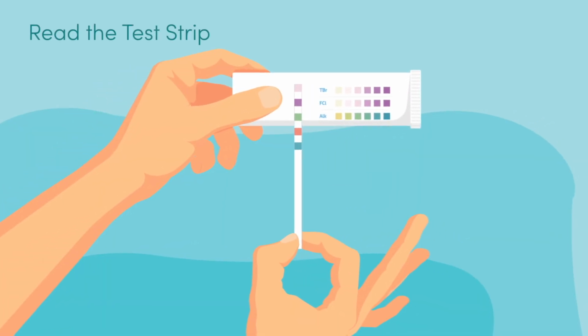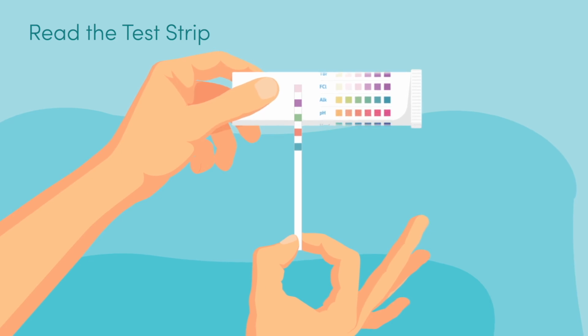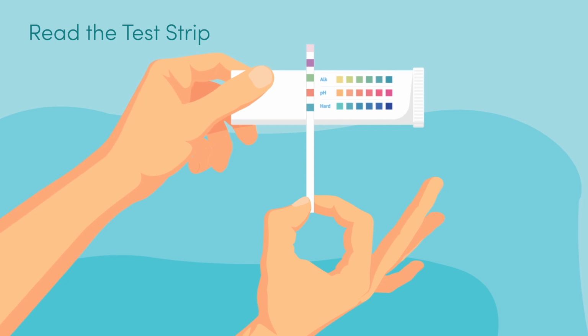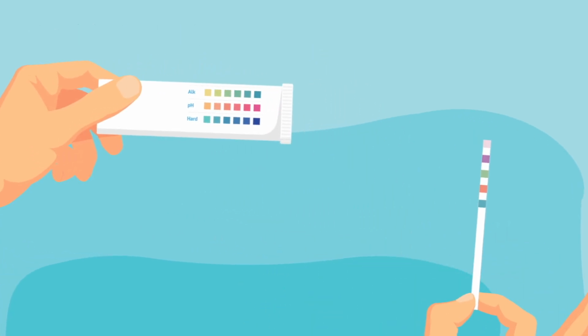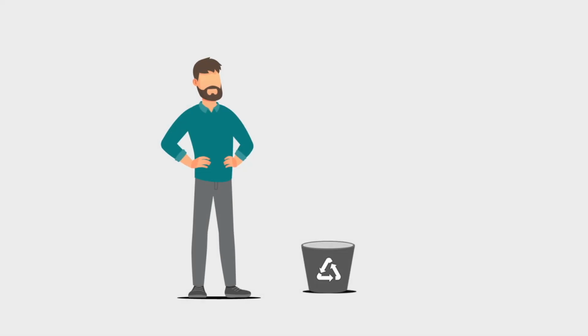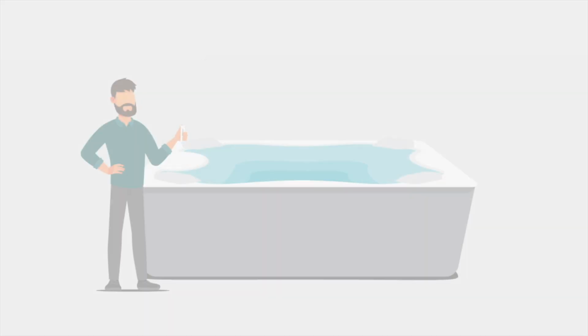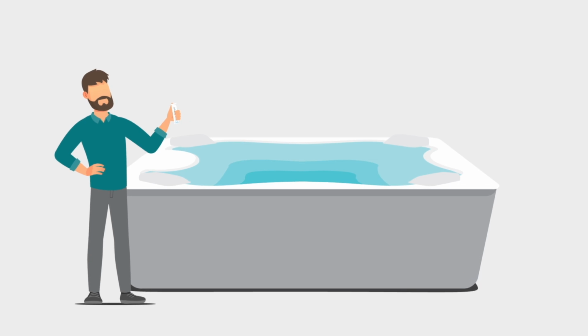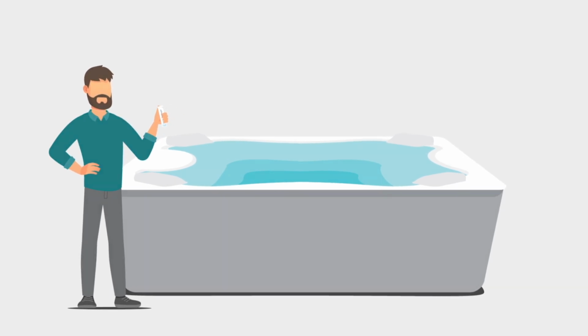Step 4. To read, compare the pad on your test strip to the color chart on the FreshWater 5-way test strip bottle. There will be color charts for each of the 5 items measured. Then, discard the test strip. Follow the directions provided in the other videos in this series to balance your spa water if any of the readings are outside of the recommended range.